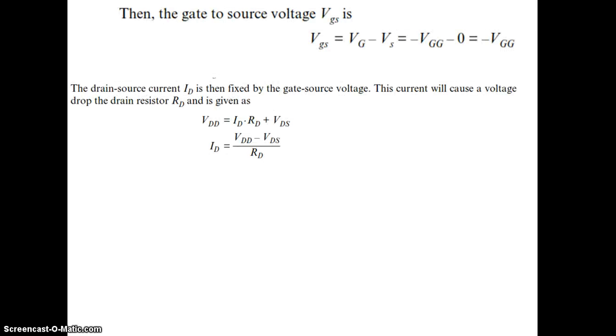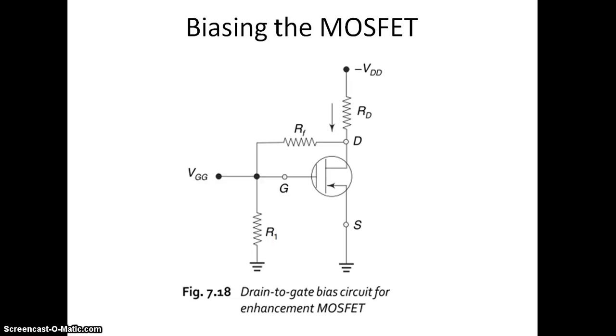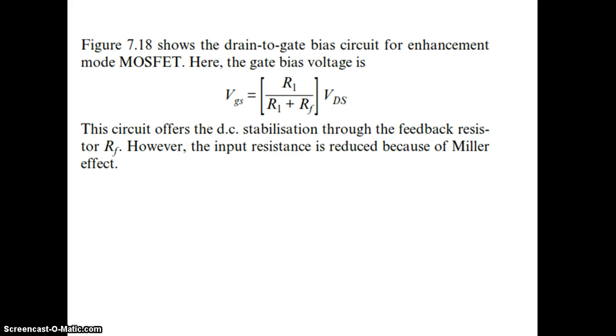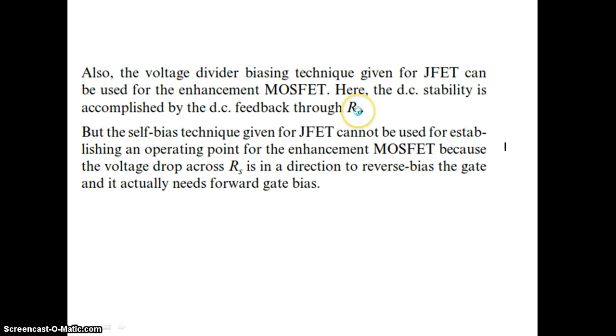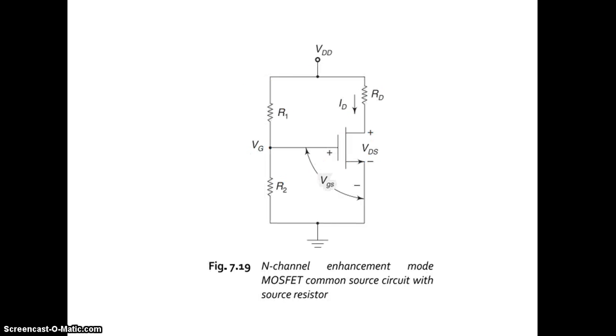Next is biasing the MOSFET. This is the drain to gate bias circuit for an enhancement MOSFET, where the expression for VGS is R1 by R1 plus RF into VDS. The voltage divider biasing technique given for JFET can also be used for the enhancement MOSFET. The same techniques employed for the JFET are applicable to the MOSFET. The voltage divider biasing can be applied, but the self bias technique cannot be applied to the MOSFET.